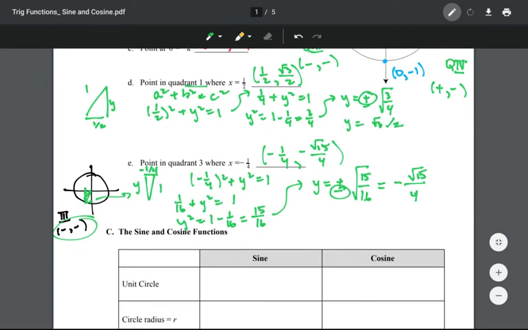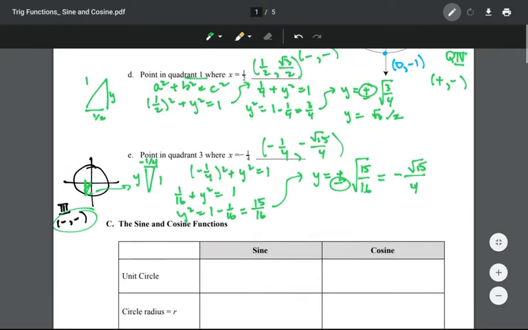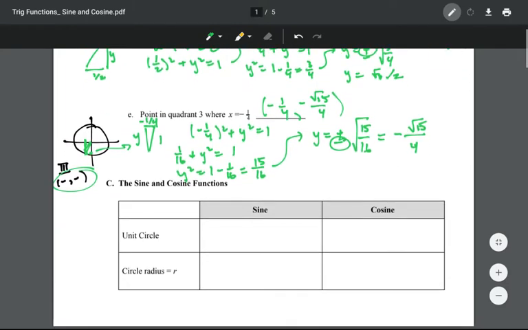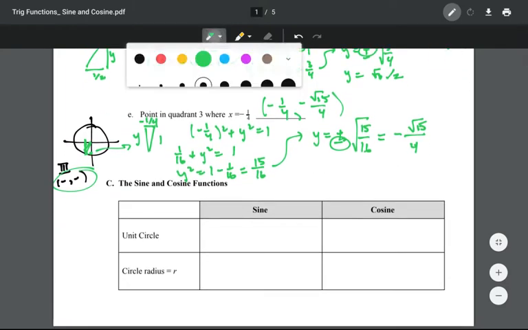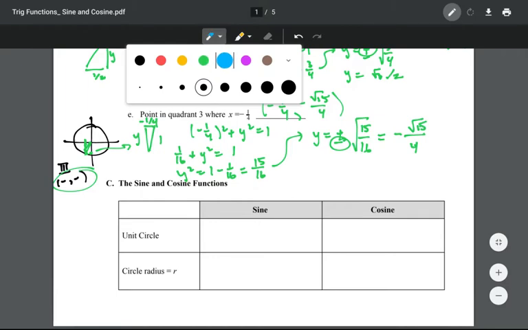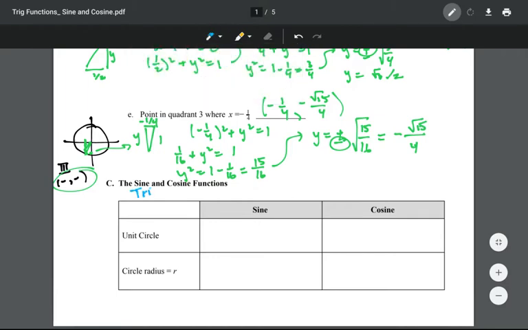So we've looked at points on the unit circle as lengths on these triangles. So I've got that really nice relationship between the Pythagorean theorem and points on my unit circle. This is going to help us to find the sine and cosine functions. The sine and cosine functions, and really all trig functions, work on an angle.